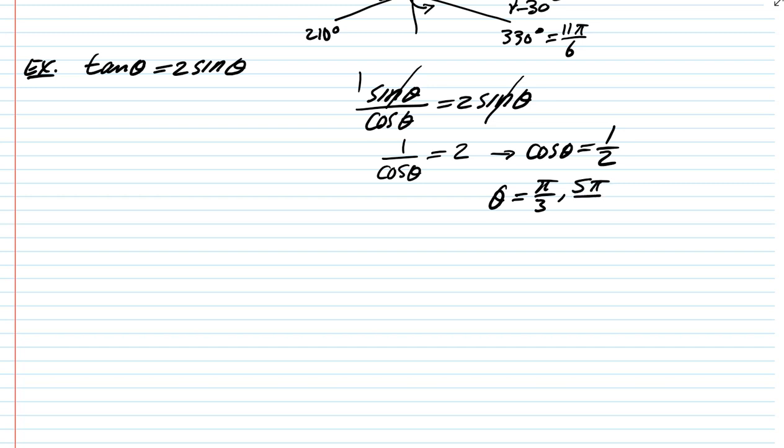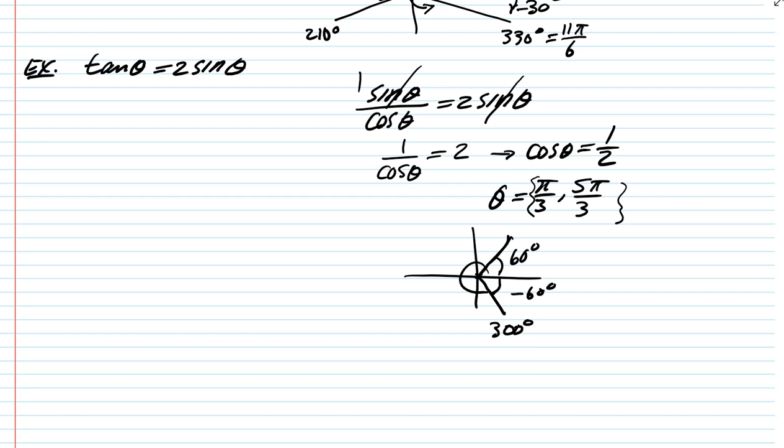5 pi over 3, 300 degrees, right? I'm thinking cosine here. This is 60 degrees. Cosine of that is a half, and so is 300 degrees. So we picked up 2 solutions. Now, is there anything wrong with that? Let's keep that one for now.